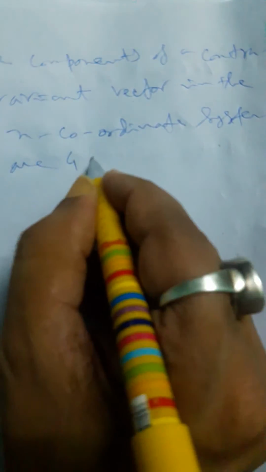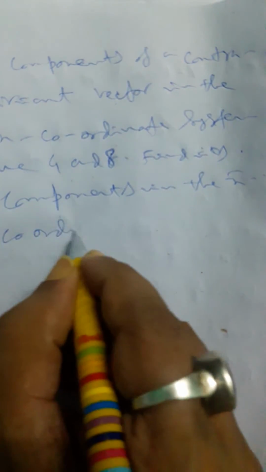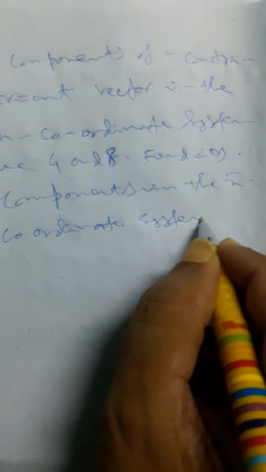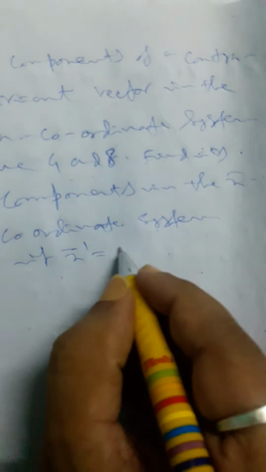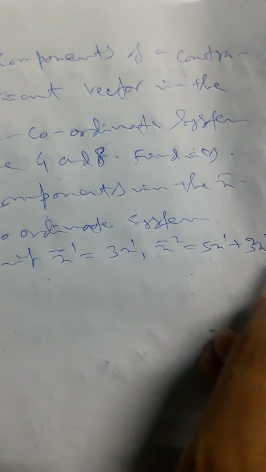If the components of a contravariant vector in the x coordinate system are 4 and 8, then find its components in the x bar coordinate system if x bar 1 is equal to 3x1 and x bar 2 is equal to 5x1 plus 3x2. How to solve?